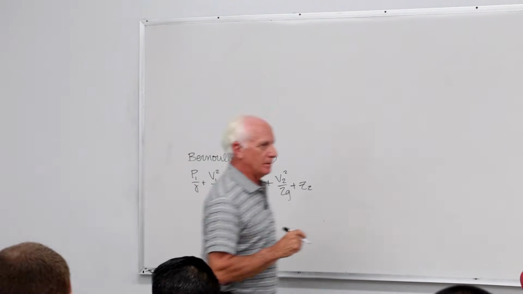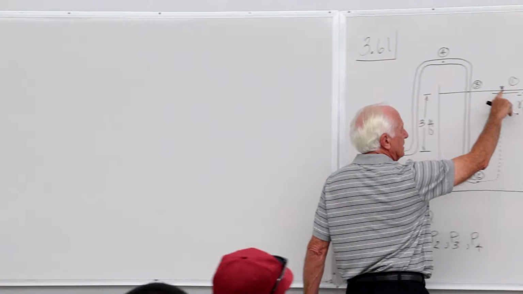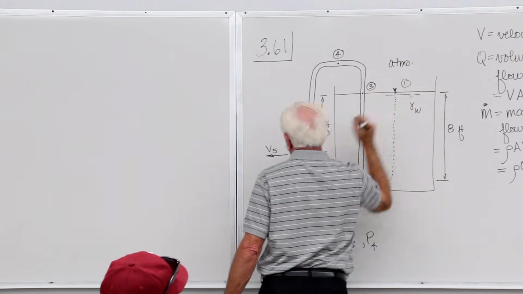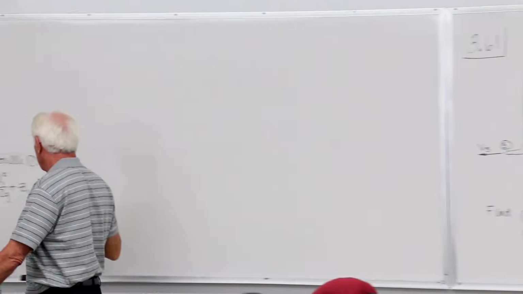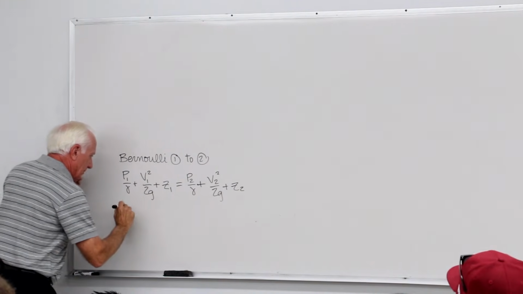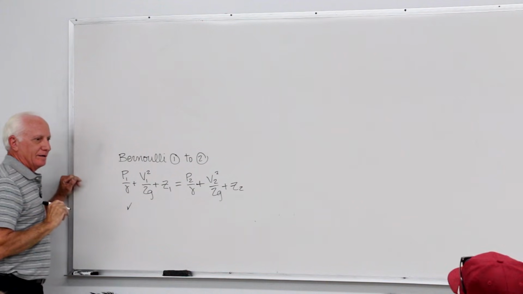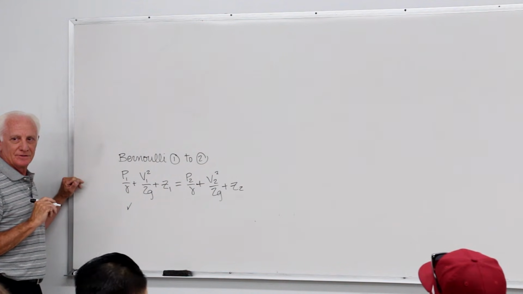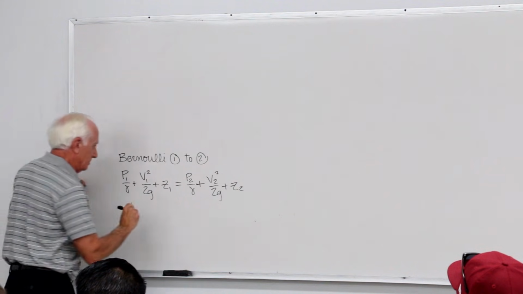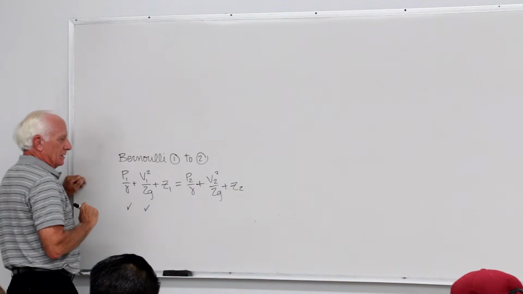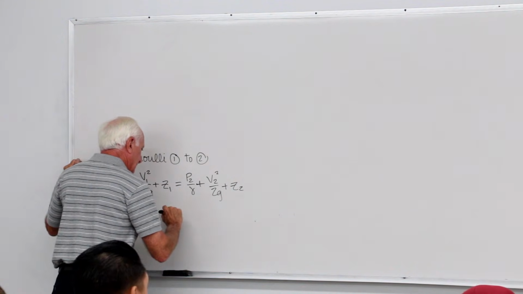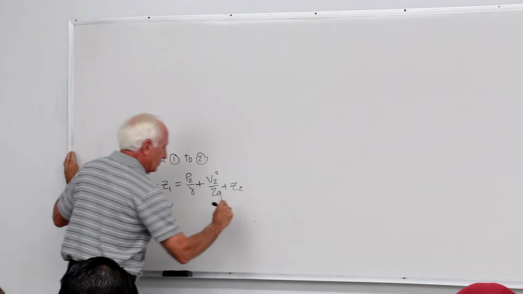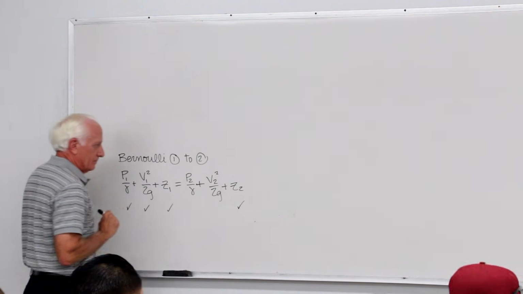P1 up here. Again, this typically means atmosphere, so P0 gauge. But I know it. V1, he said a large tank. Therefore, the velocity on the free surface is assumed to be 0. Got it. Z1. Got it. Z2. Got it.